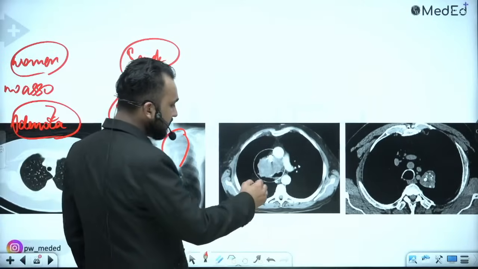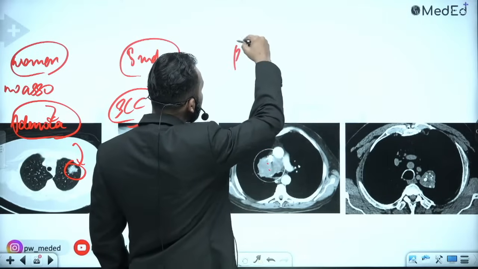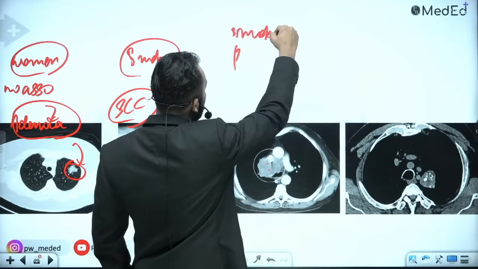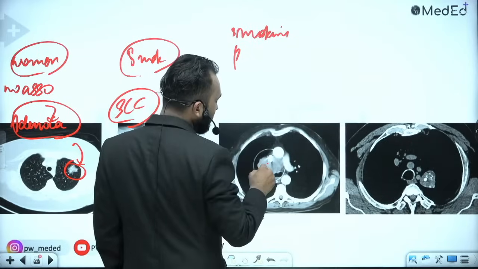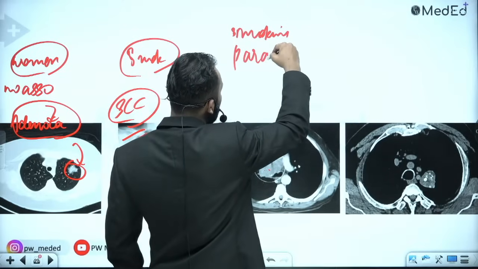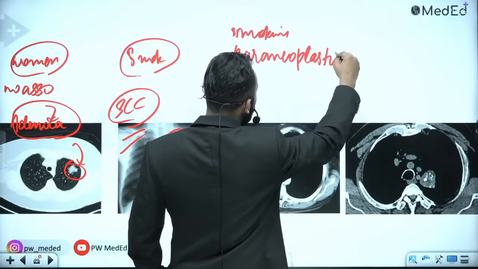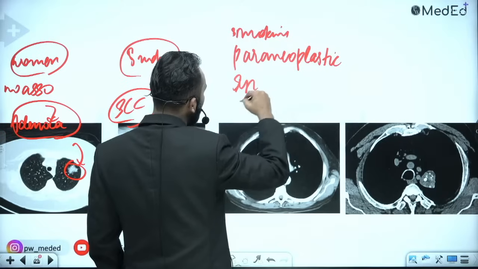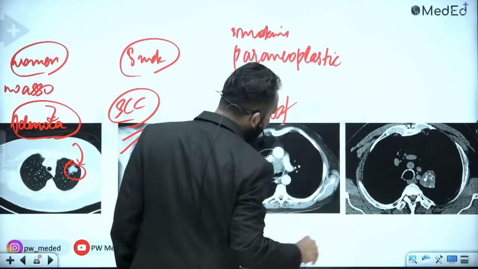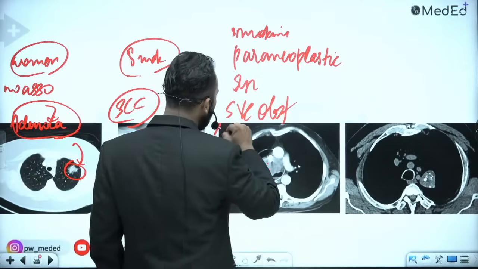And in the third image, you will be given that the patient has a history of smoking. Paraneoplastic syndromes can be given. Paraneoplastic syndromes are present in this patient, okay, or SVC obstruction is present in this patient. So SVC obstruction is characteristically seen with small cell carcinoma of lung.